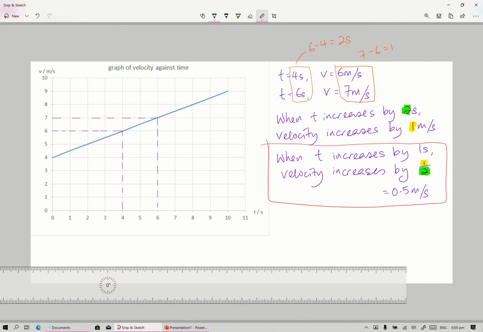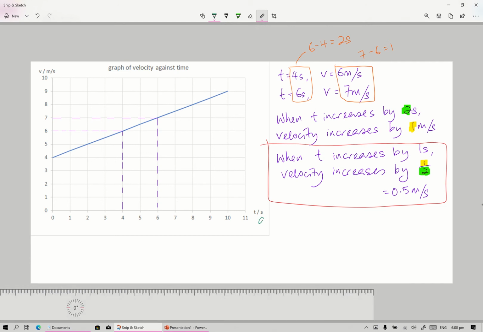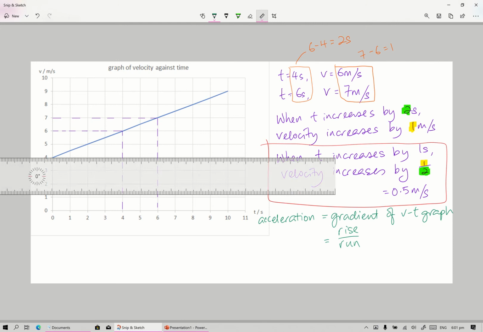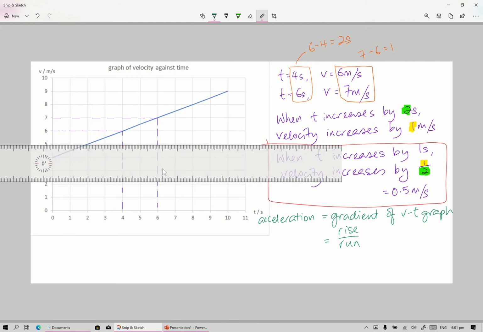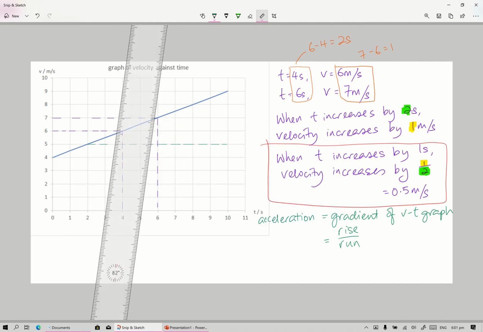Okay, so how do I find the acceleration? So the acceleration equals gradient of VT graph. VT will stand for velocity time graph. And as you learn from maths, gradient equals rise over run. So where's your rise over run? Let's take this point. And this point.